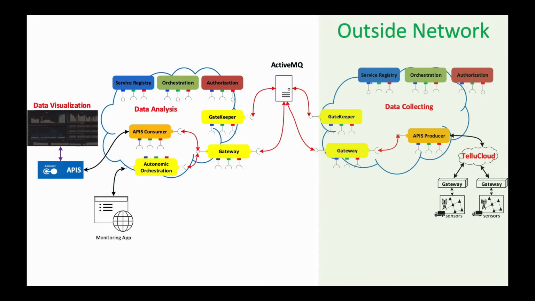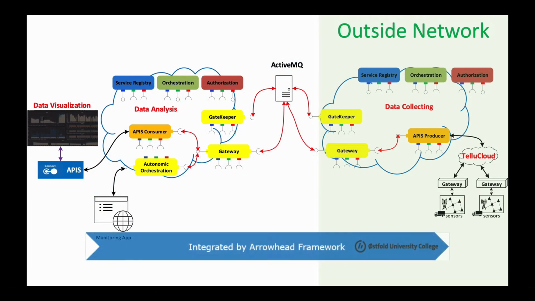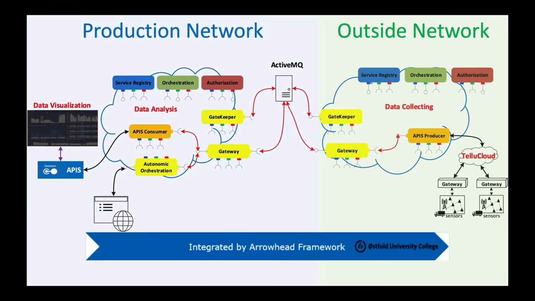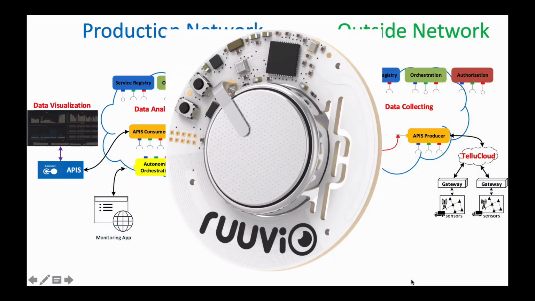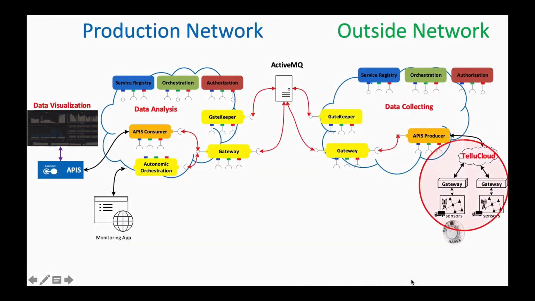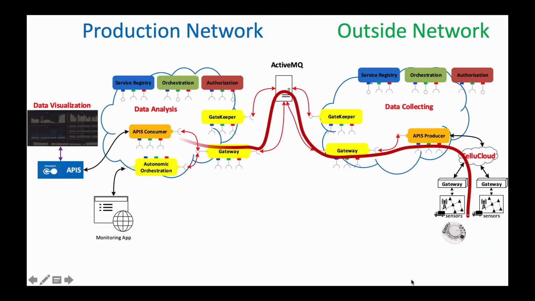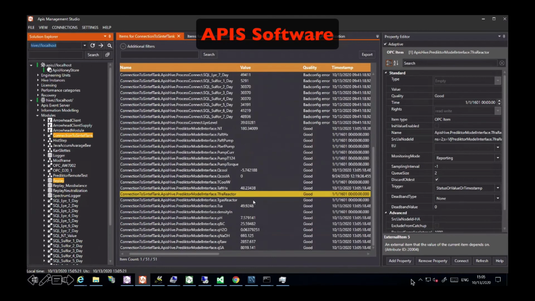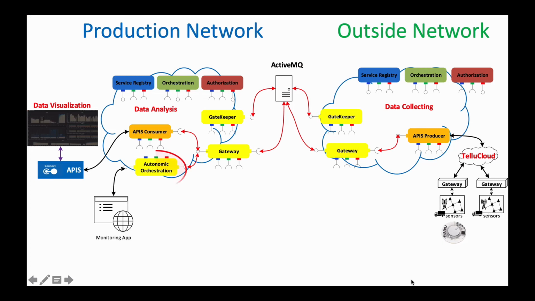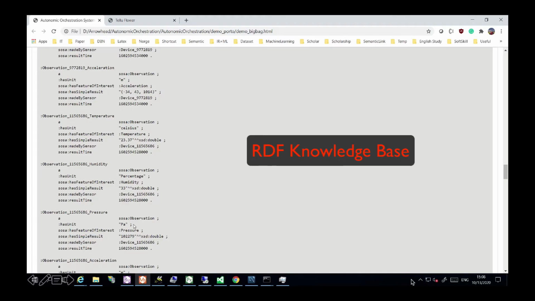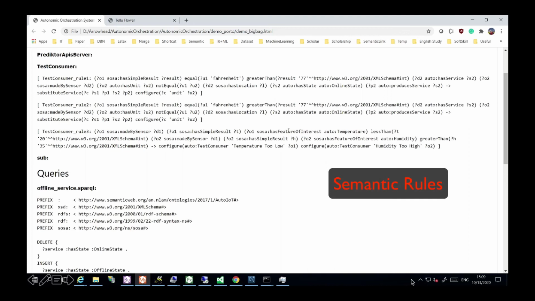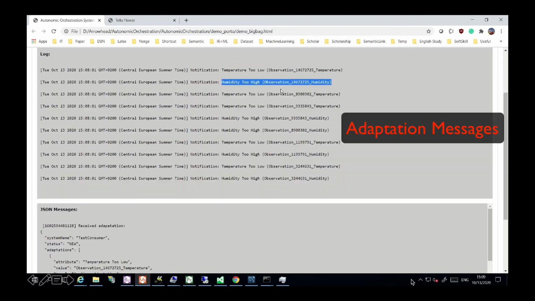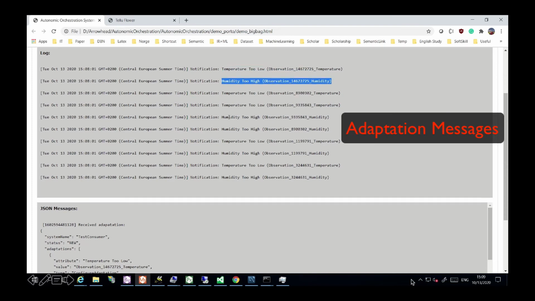The sensor data is collected by Tellu IoT from the outside network and transferred to the production network for storing and analyzing. The data is stored inside the Tellu cloud. Here we develop the producer and the consumer systems which are responsible for transferring the real-time sensor data to ABIS software. We also exploit the service provided by the autonomous orchestration system to analyze the data. One example of this policy is to notify the operator whenever the temperature or the humidity exceeds a certain threshold.